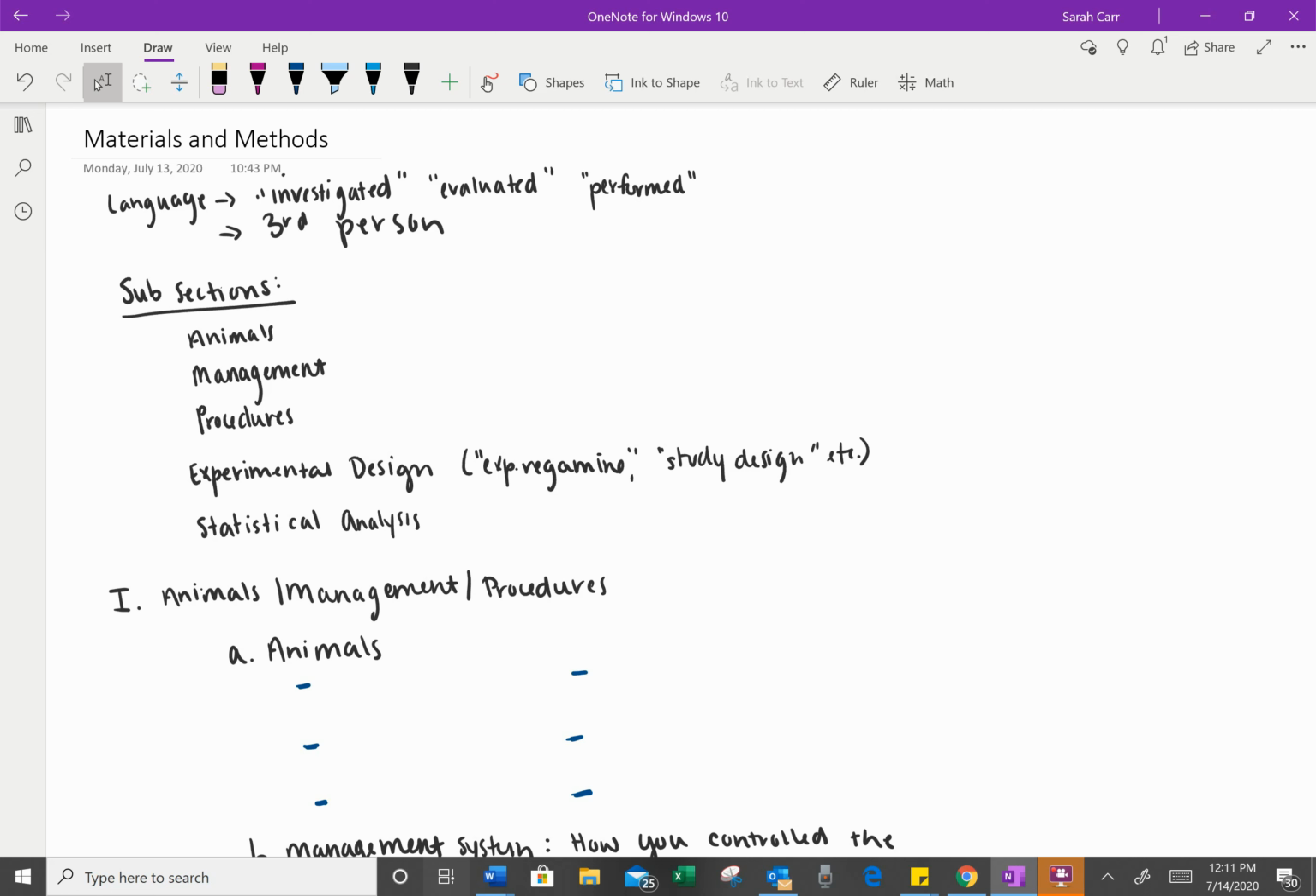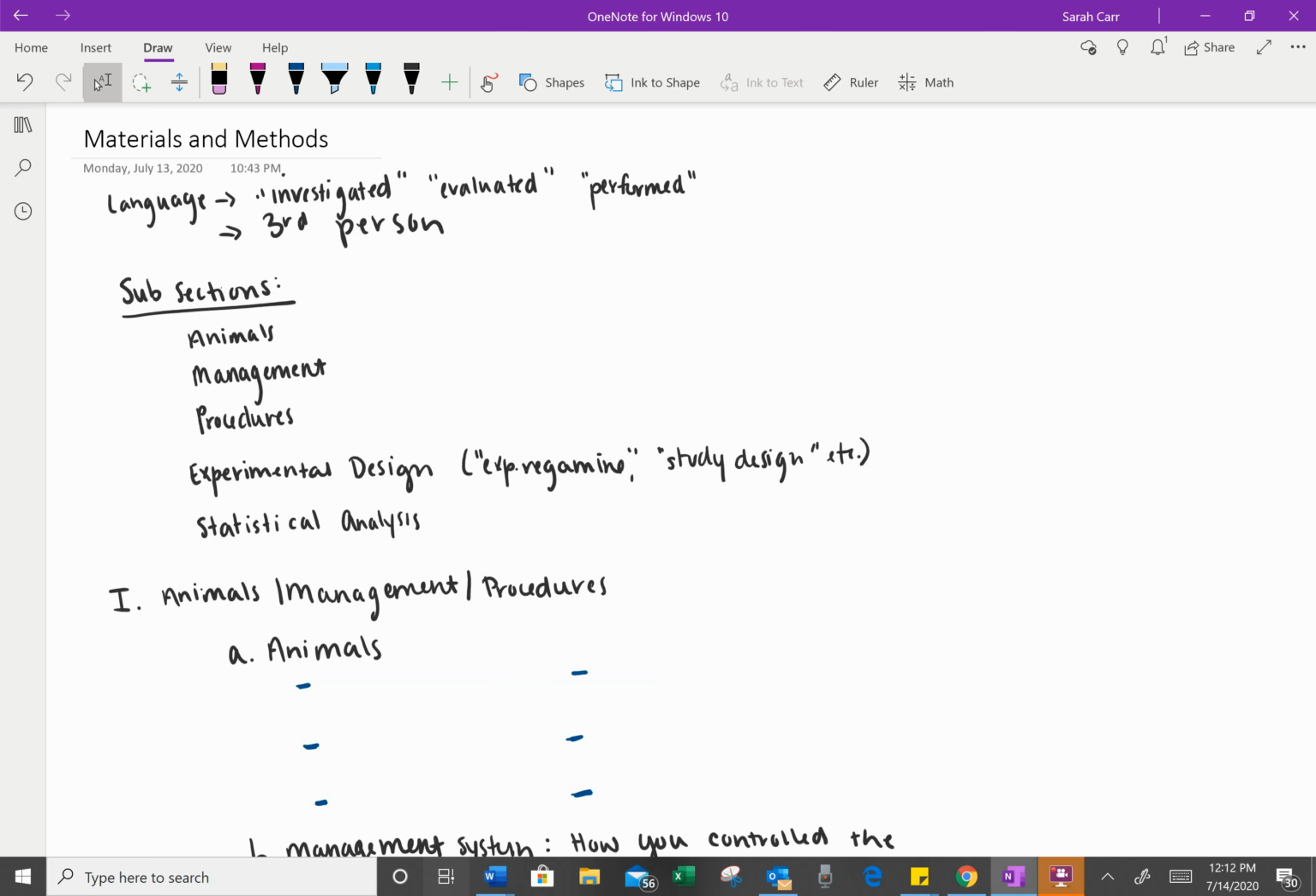The materials and methods section is a critical part of the manuscript because all science should be reproducible or repeated, and this is done to be able to test if your results are actually valid. So when you write this section, you need to communicate your project in a way that others can follow and be able to easily repeat what you did.